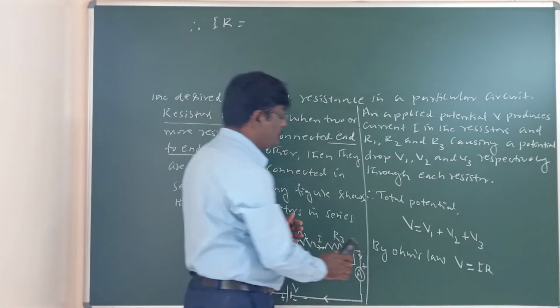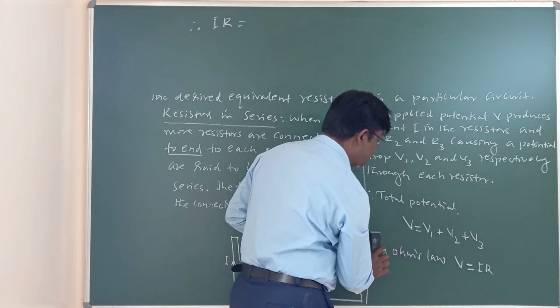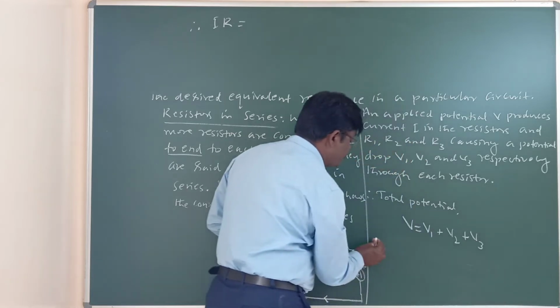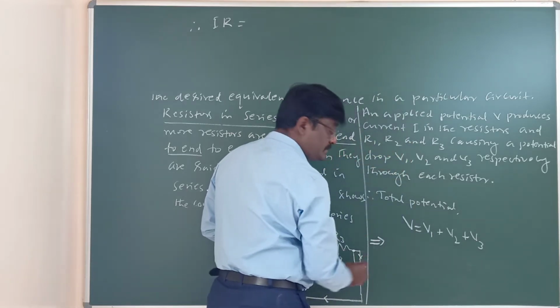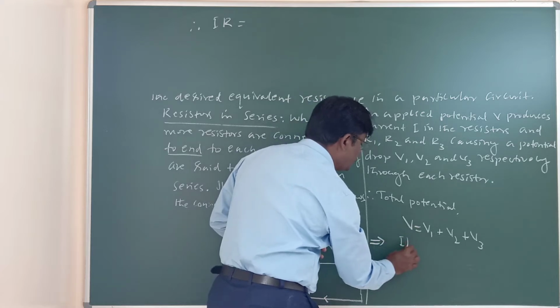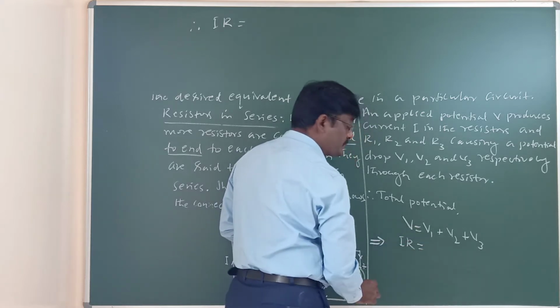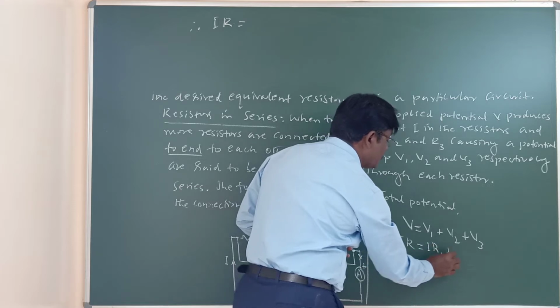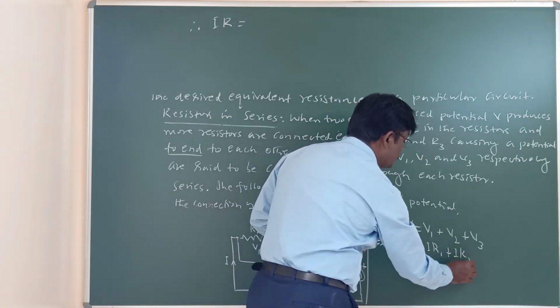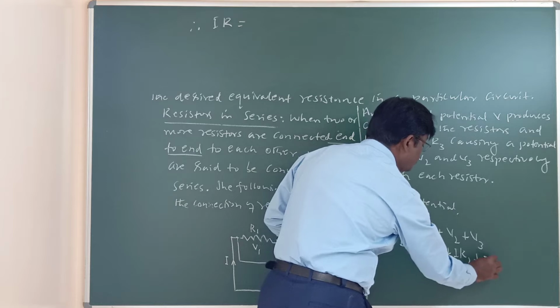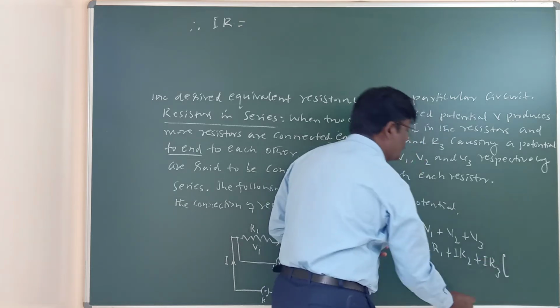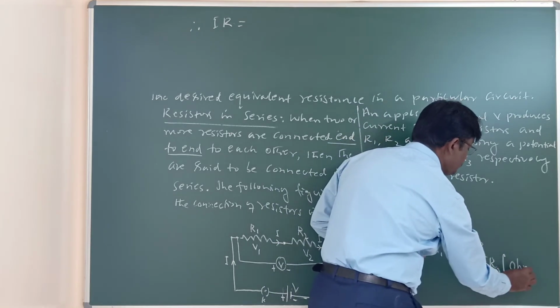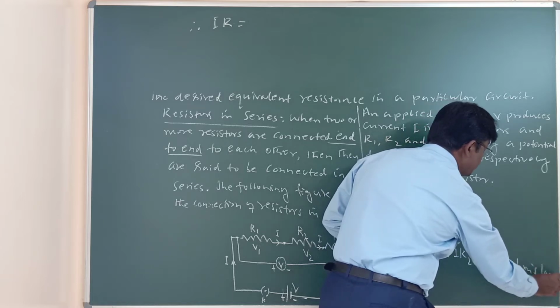R, even we can adjust here itself. This implies V equal to IR by Ohm's law. V1 equals IR1 plus IR2 plus IR3. How comes? By Ohm's law.